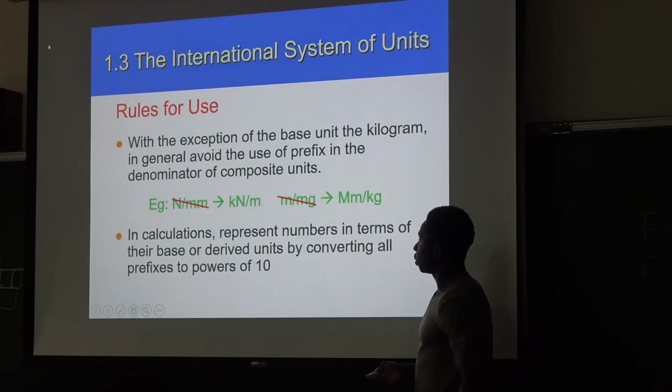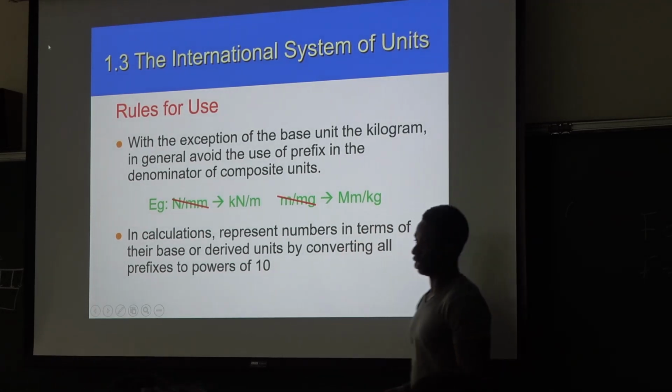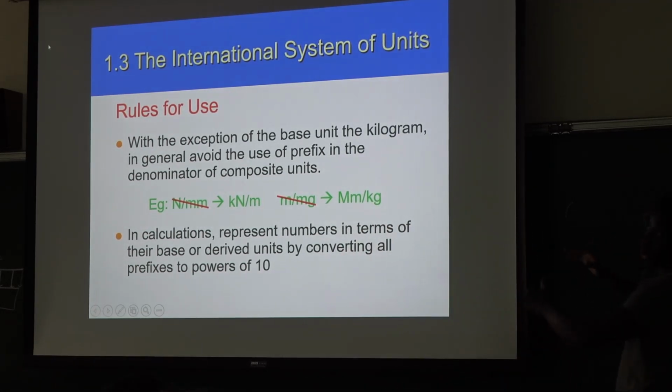Okay, and it says in calculations represent numbers in terms of their base, or derived units by converting all prefix to the powers of 10. So if possible, you can just write the values to the power of 10 instead of writing very, very long numbers.